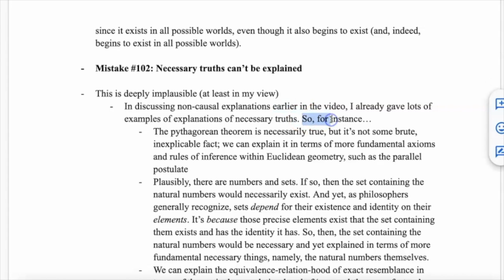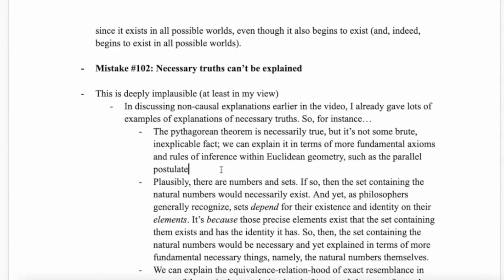So for instance, the Pythagorean theorem is necessarily true, but it's not like it's some brute, inexplicable fact, right? We can explain it in terms of more fundamental axioms and rules of inference within Euclidean geometry, such as the parallel postulate. Plausibly as well, one might think that there are numbers and sets, and if so, then the set containing the natural numbers would plausibly necessarily exist.